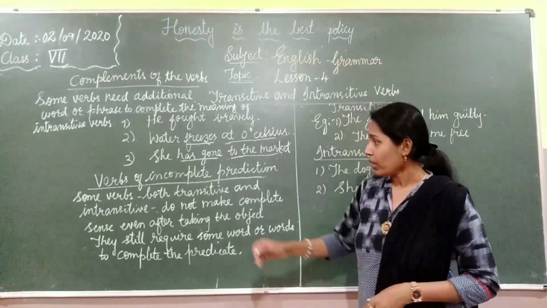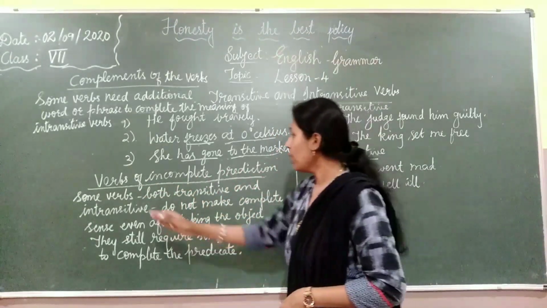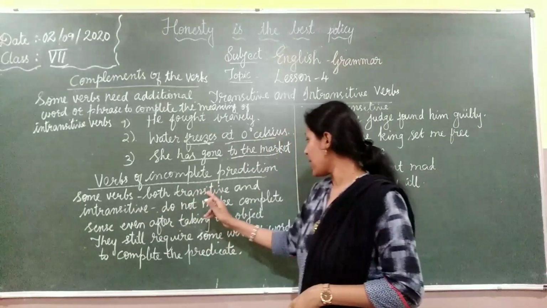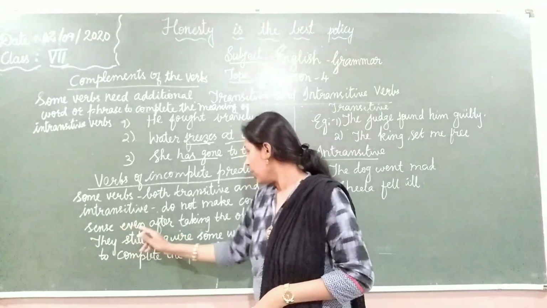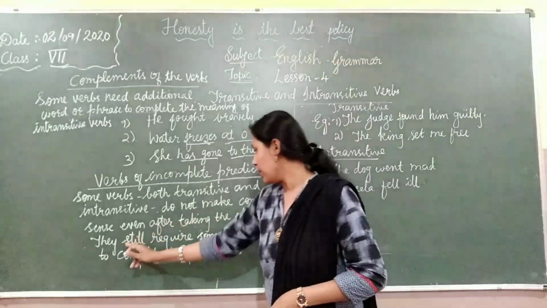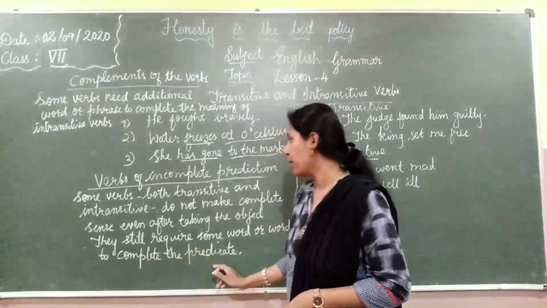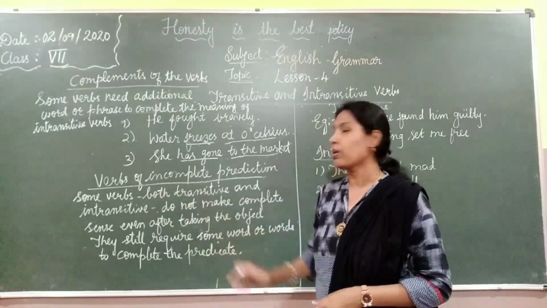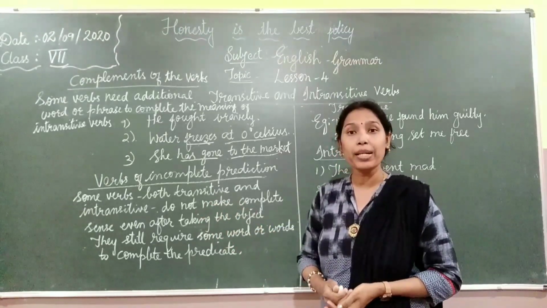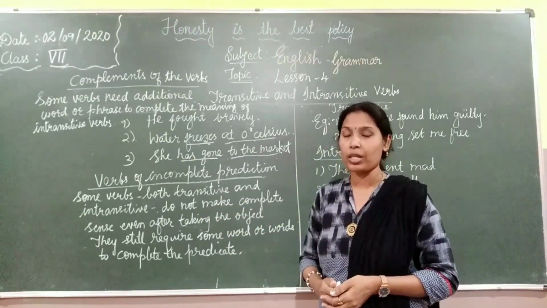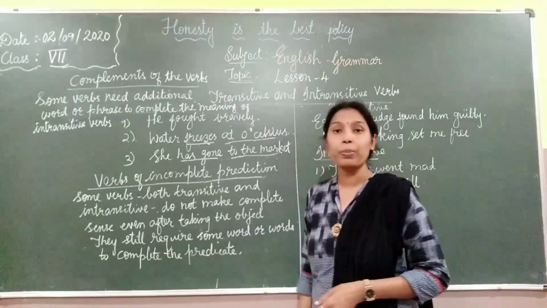Okay, next, verbs of incomplete predication. See, some verbs, both transitive and intransitive, do not make complete sense even after taking the object. They still require some word or words to complete the predicate. So, some verbs, both transitive and intransitive, do not make complete sense even after having the object. It requires some word or words to complete the predicate.